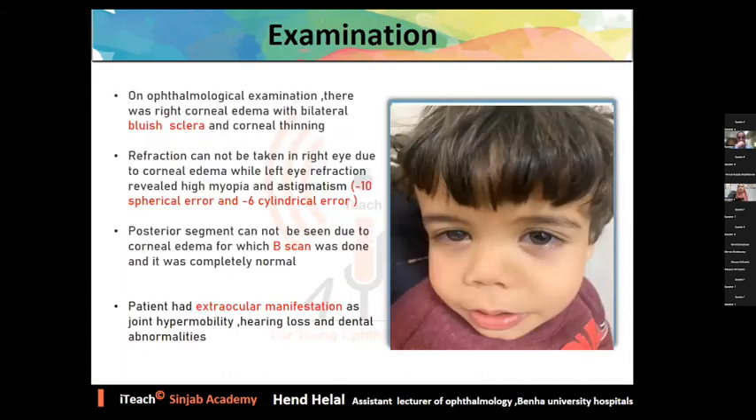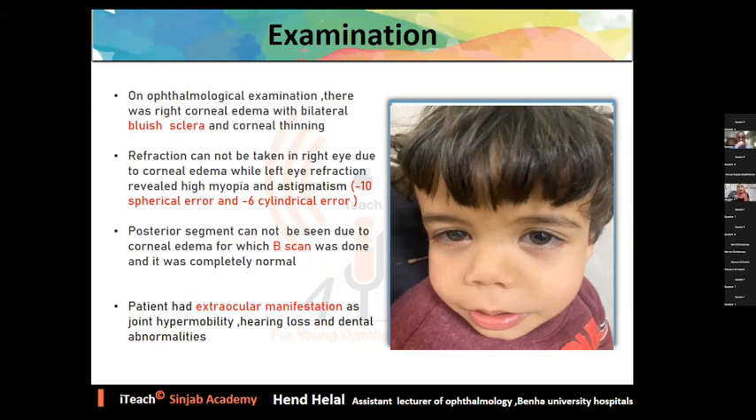On examination, as you see in the picture, the right eye showed corneal edema with bilateral bluish sclera and bilateral corneal thinning. Refraction couldn't be taken on the right eye, while the left eye showed high myopia and astigmatism.